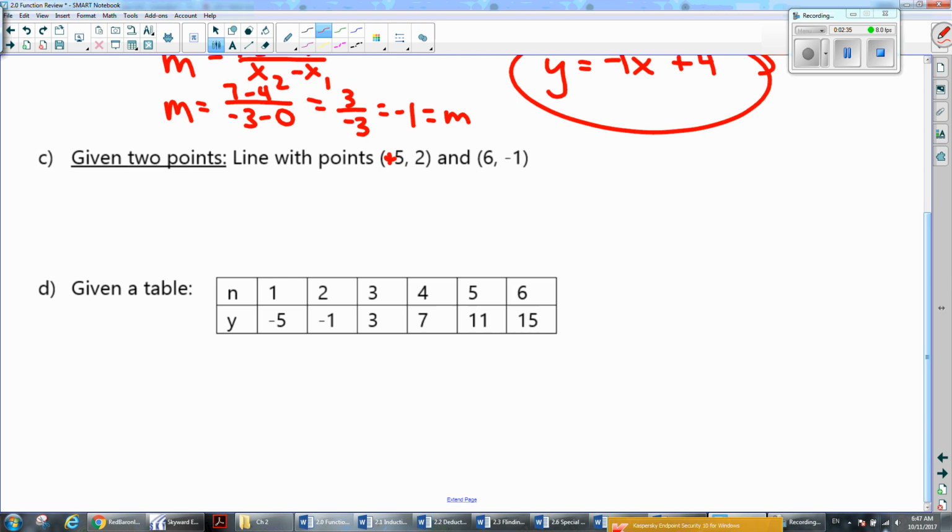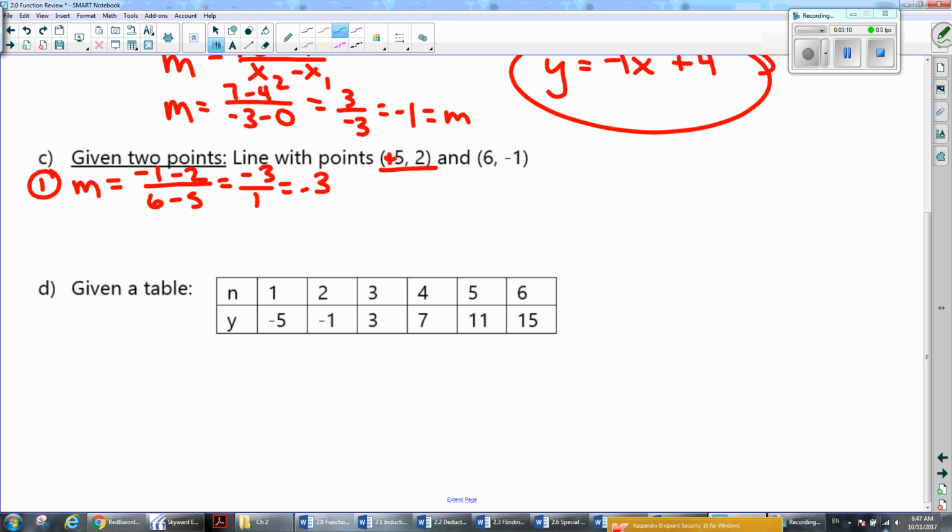Alright, given 2 lines, make sure you change that to a positive 5 here. Okay, so first find the slope. That's our first step. We are finding the slope. We're taking negative 1 minus 2 for the top, 6 minus 5 on the bottom. That gives us negative 3 over 1, or negative 3 for the slope.